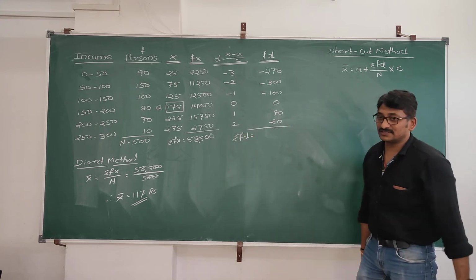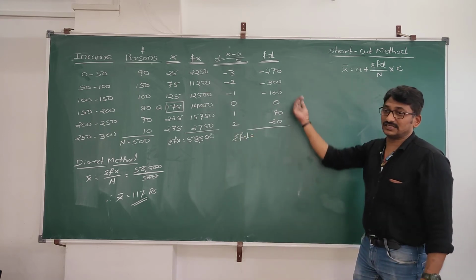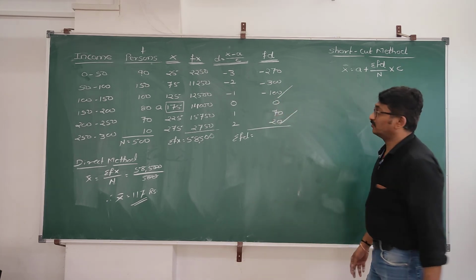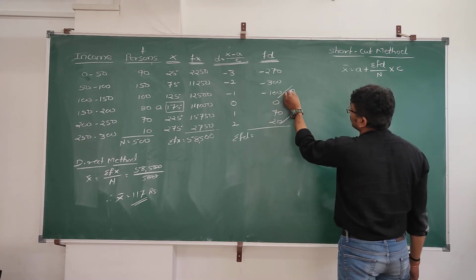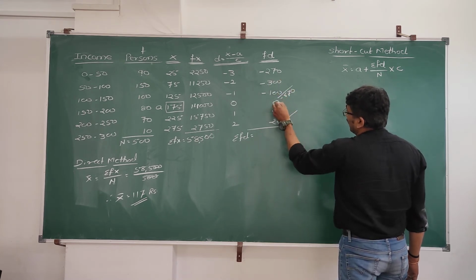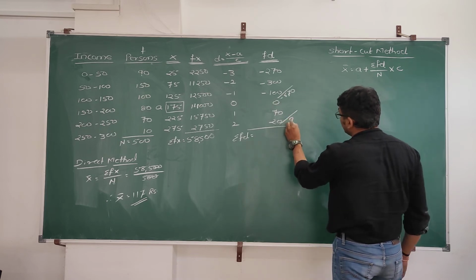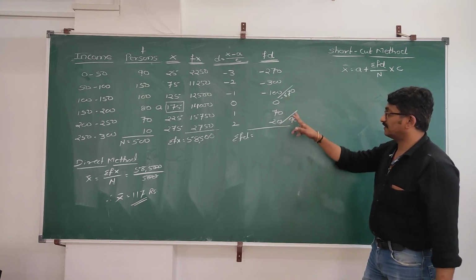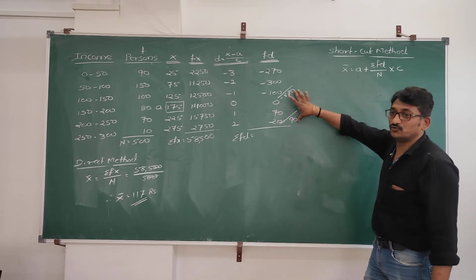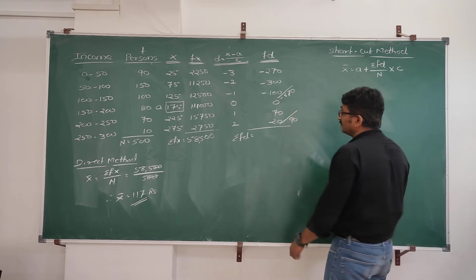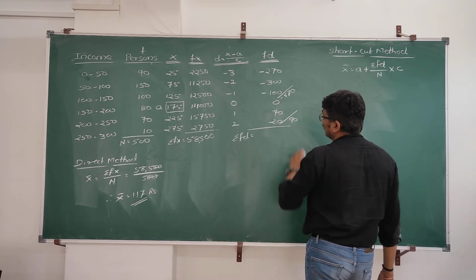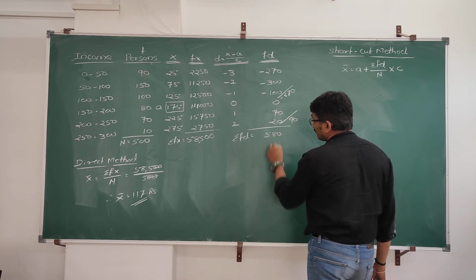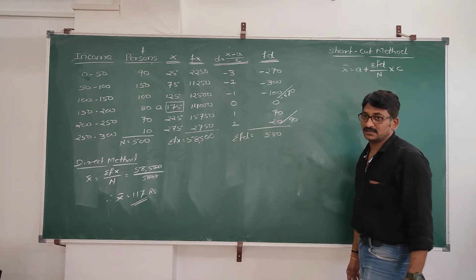Now how do we find summation FD? There are negative values and there are positive values. Make separate totals of these. The separate totals are minus 670 and plus 90. Right? What is the difference in these two values? Check what the difference is. 670 minus 90 is 580. Correct? Plus or minus? Minus.